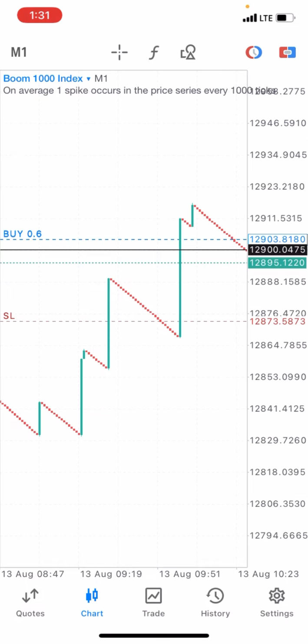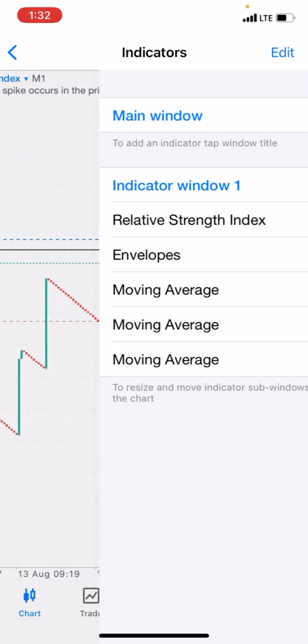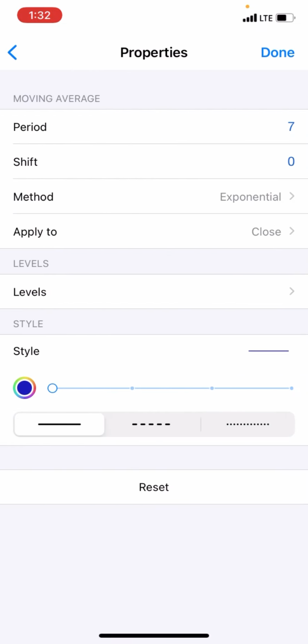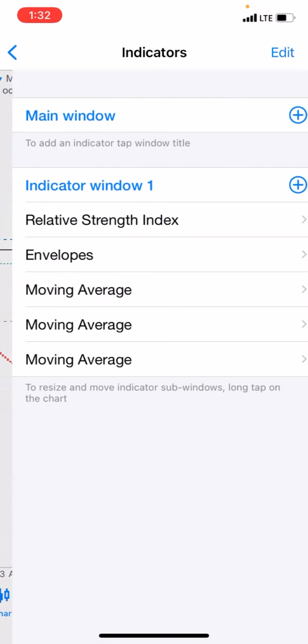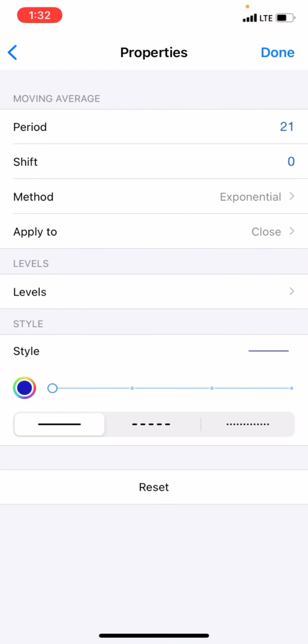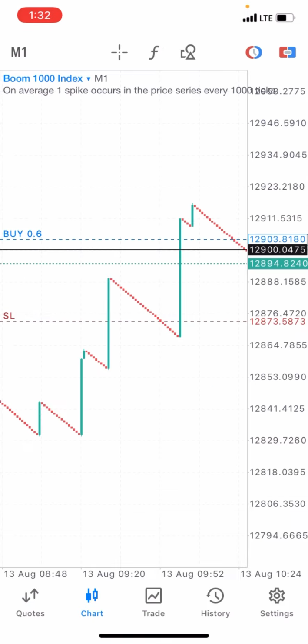Okay, so you just click done when you're done. All right, and then add another moving average, period 7 this time, shift 0, method exponential, apply to close. You can use any color of your choice. Of course, you don't need much of that, so you just click done and then add the last one. Right, the last one is period 21, shift 0, method exponential. Okay, apply to close. Okay, so just click done after you're done with that.